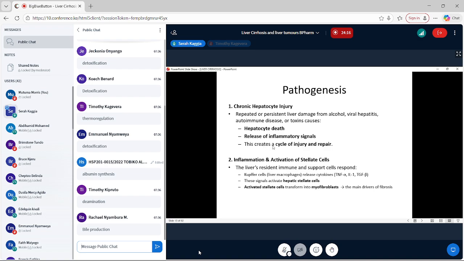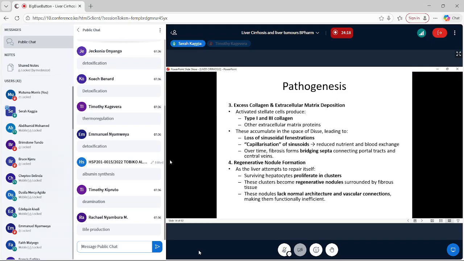Now, as I said, there's a cycle that is created. So you'll have regenerating nodules occurring. So there's healing with fibrosis and there's some form of regeneration. Okay. So as the liver attempts to heal or repair itself, the few surviving hepatocytes usually form clusters. Okay. They proliferate into clusters. And remember, these nodules are surrounded by fibrous tissue, instead of a nice lobule or acinus.